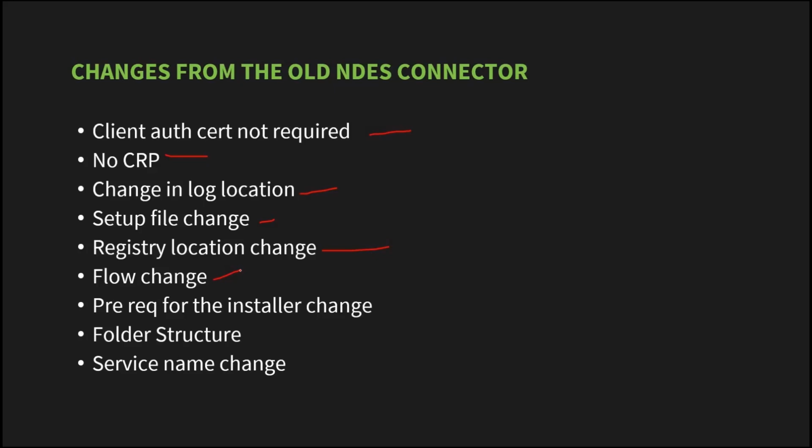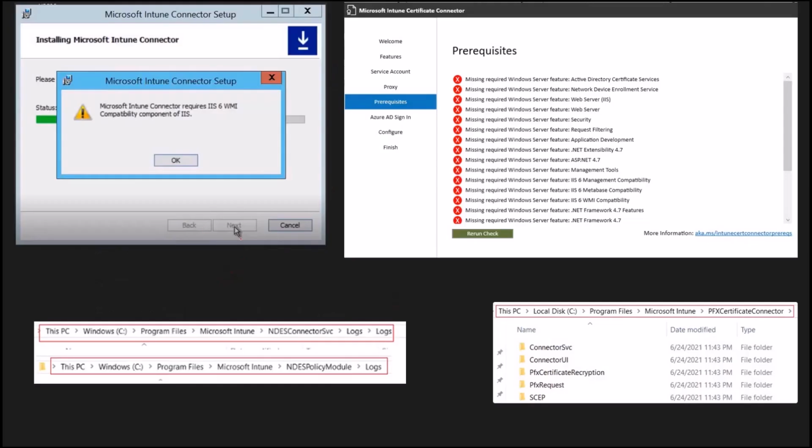However, now that has changed, and now the validation is being done by the Intune service, and hence we cannot track it unless we have access to the Intune service. The prerequisite needed for installing the connector has also changed. The folder structure has changed. The service name has changed. Again, not going into very much detail, but this is how it was earlier.